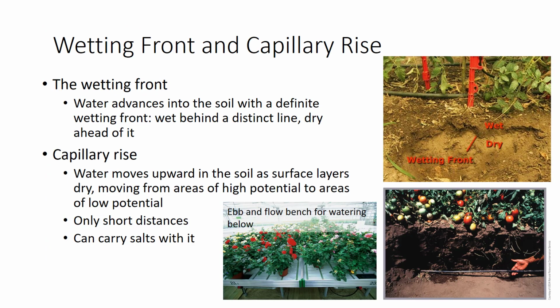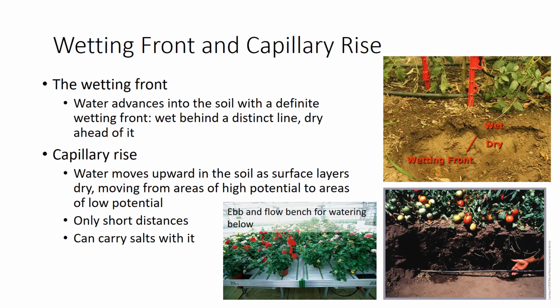The top photo shows that water advances into the soil with a definite wetting front, wet behind a distinct line, dry ahead of it. In dry soil, water cannot move forward until films behind the front are so thick that soil particles let go of the water. Behind the front, soil is nearly saturated. Immediately ahead of the front, soil is still unwetted. One cannot half-wet a soil volume. Either all of a soil is wet, or else part is wet and part is dry. To water plants properly, growers must understand this fact.